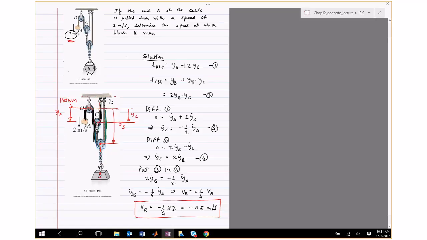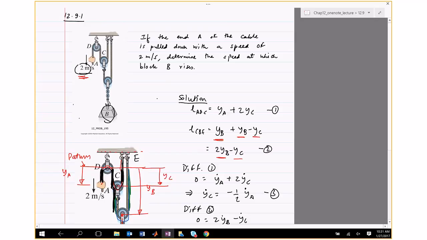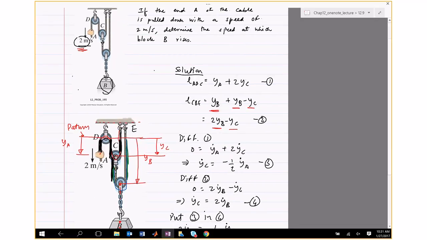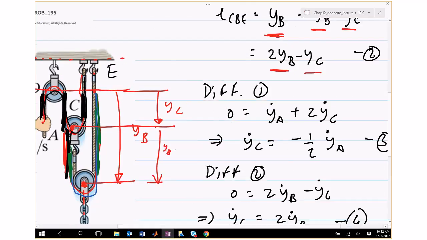Yeah. Why is it 2YB in step 2? In step 2, it's YB plus YB, which is 2YB. Oh, okay. So let's look at CBE. C is this, B is this, and E is there. So this point. Then it's this cable, which is this length, YB, first one. And the second one is this length, it's YB minus YC. So that gives you, yeah, maybe I should draw it here. This is better. This is YB minus YC.